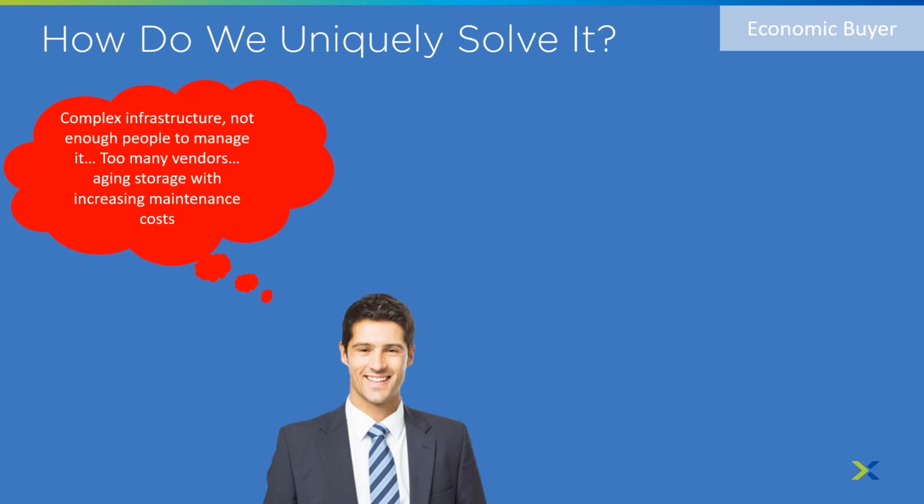All right, so let's take a look at the similar scenario, but from a logical or economic buyer perspective. From their perspective, this infrastructure complexity becomes a people problem. They don't have enough people to deal with it. And there's also just too many different vendors to manage. And then there's also the issue of this aging storage in the branch offices that has ever increasing maintenance costs.